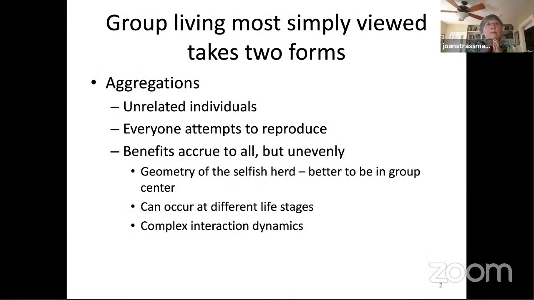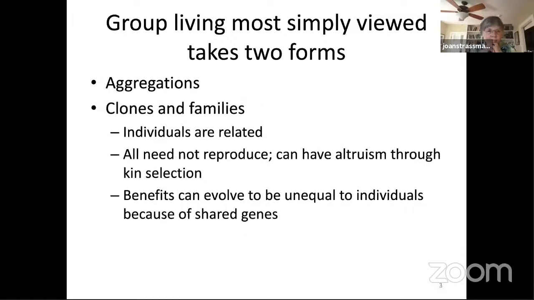Let's see if I can advance this. So I'll sort of start from the basics. Group living, most simply viewed, takes two forms. This is just the very most basic. Leave out sex, leave out all of that. You can have aggregations made up of unrelated individuals. Everyone attempts to reproduce. Benefits accrue to all, but unevenly. They will fight over them. And here you have things like the geometry of the selfish herd. Benefits can come at different life stages, and there can be very complex interactions.